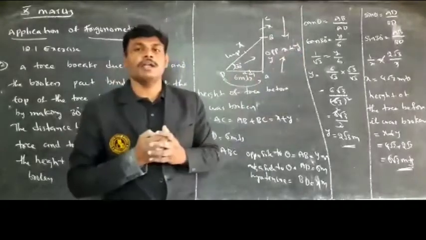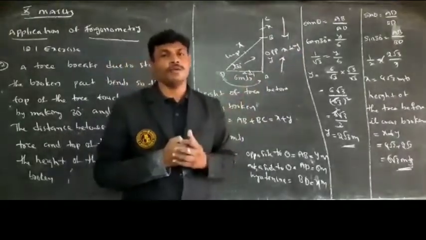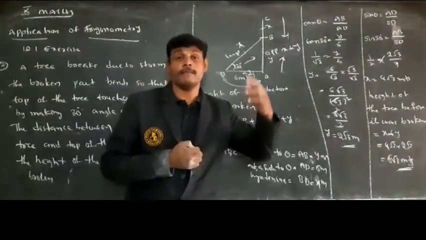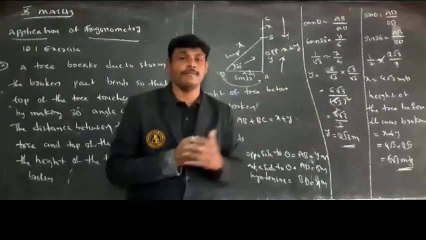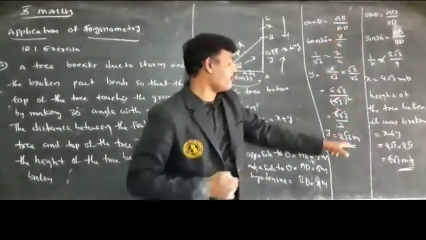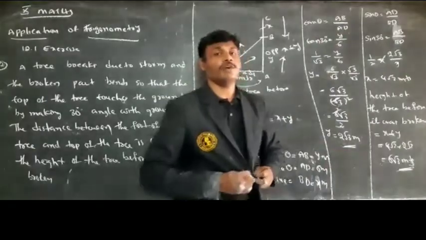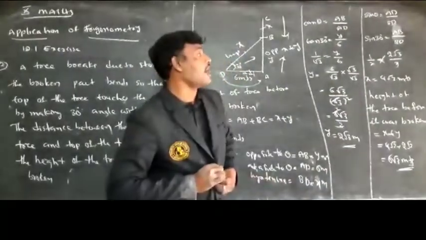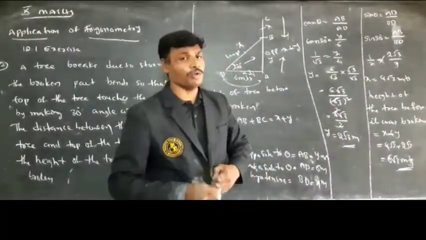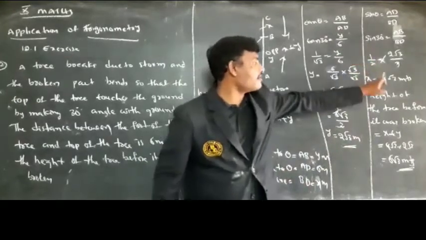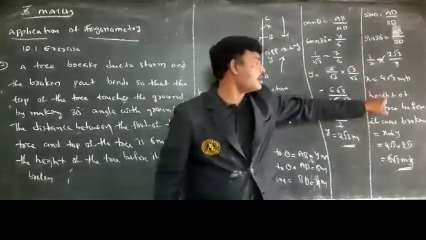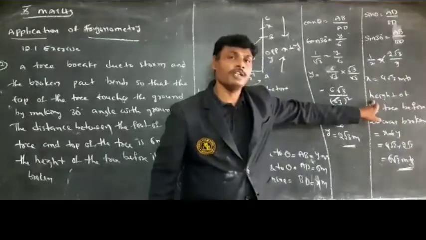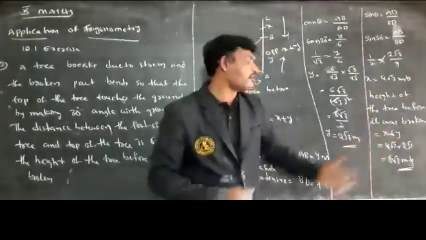That is nothing but tan theta and also sin theta. What is the tan theta? Opposite side to theta by adjacent side. By using tan theta I found y value. Then what is sin theta? Sin theta is equal to opposite side to theta by hypotenuse. By using sin theta, what is the value of x? 4 root 3 meters. Height of the tree before it was broken is equal to x plus y, which is equal to 6 root 3 meters.